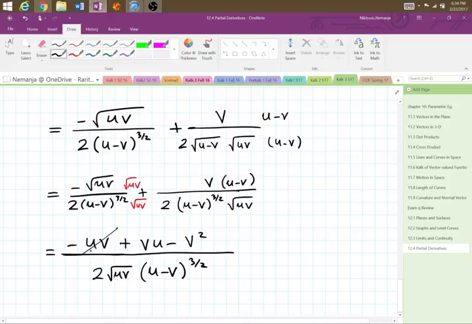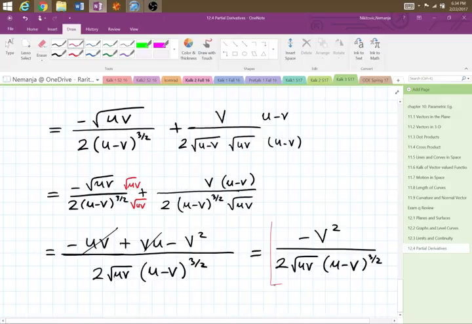So these guys cancel, and I'm left with negative v squared divided by 2 square root uv. You can still rationalize. I just don't care anymore. That's it. We could still rationalize by multiplying by square root uv, but then there is an, oh wait, no, that's minus. Doesn't matter. Okay. That's the first half of the problem.